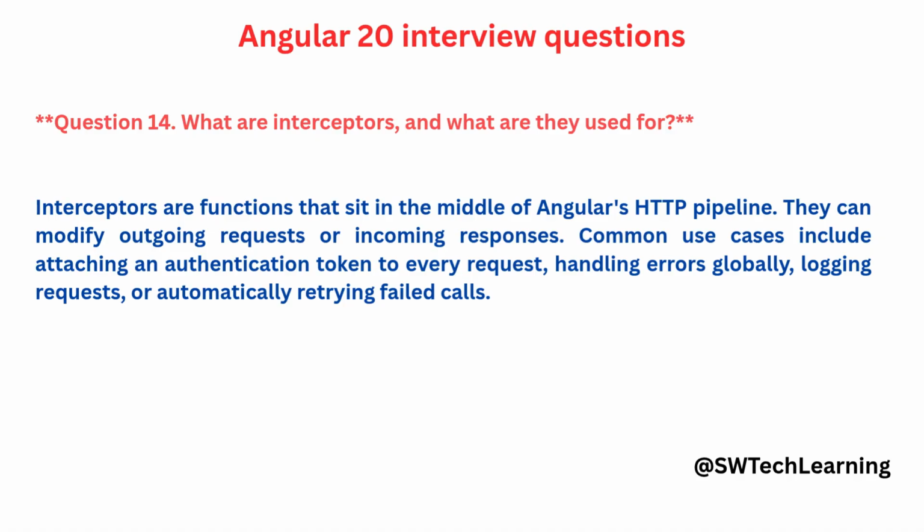Question 14. What are interceptors, and what are they used for? Interceptors are functions that sit in the middle of Angular's HTTP pipeline. They can modify outgoing requests or incoming responses. Common use cases include attaching an authentication token to every request, handling errors globally, logging requests, or automatically retrying failed calls.